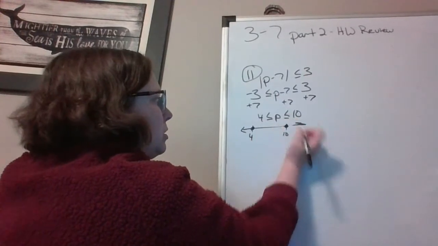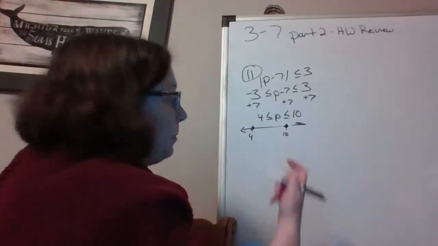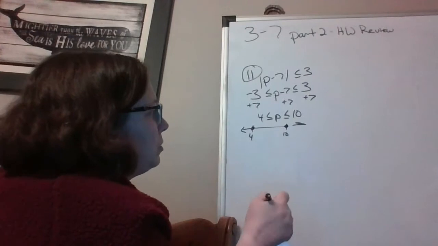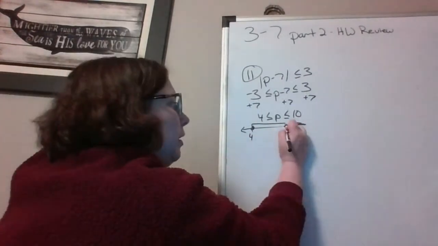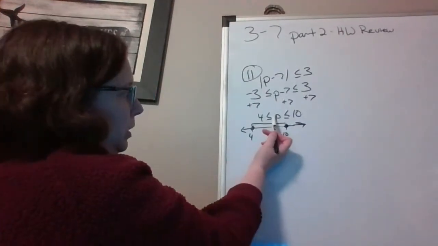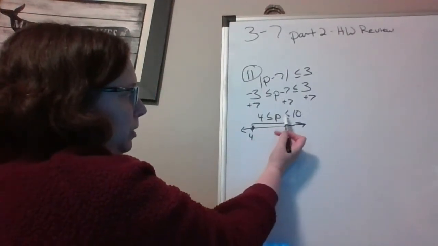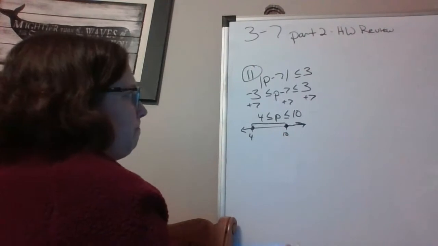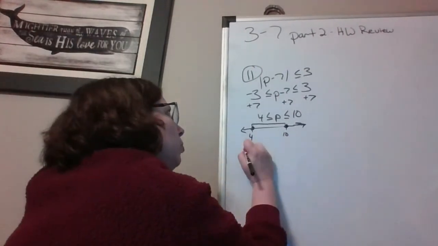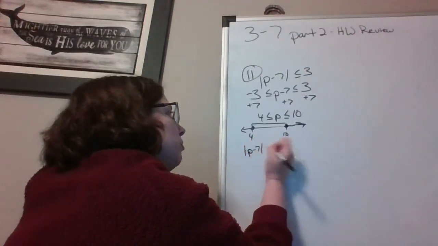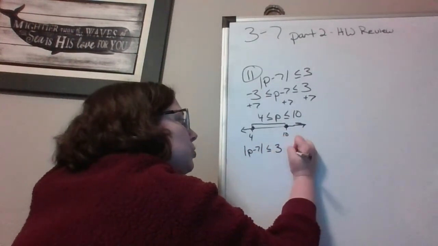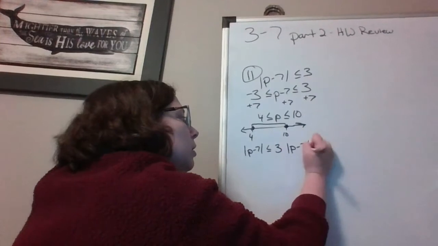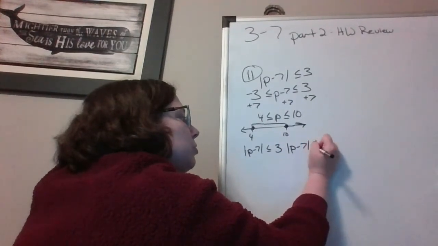Closed circles this time. Did you hear my dog snore there? Closed circles this time, and we have an and. Just going to look like that. So we have p is greater than or equal to 4, p is less than or equal to 10. And then we are going to do 3 checks. We're going to expect that 2 will not be true, and 1 will be true this time.